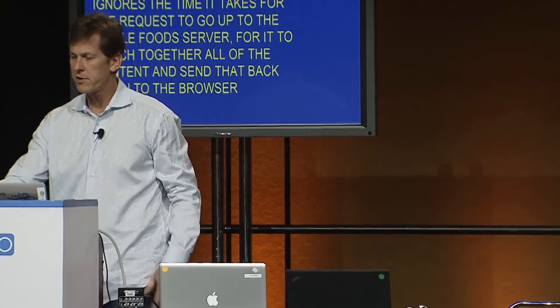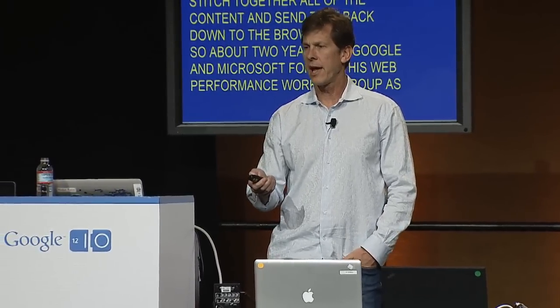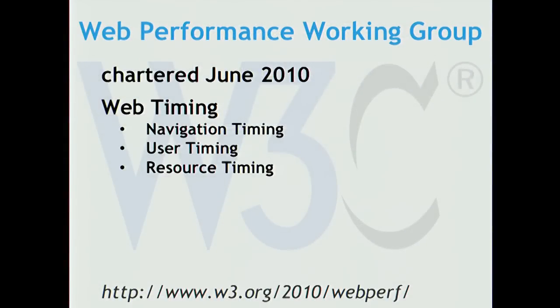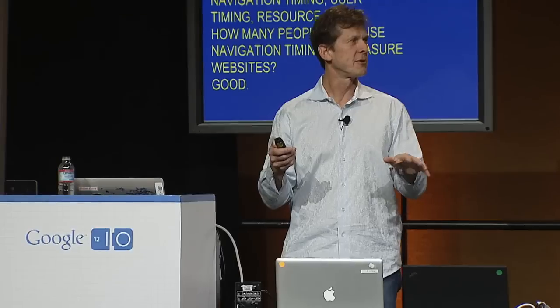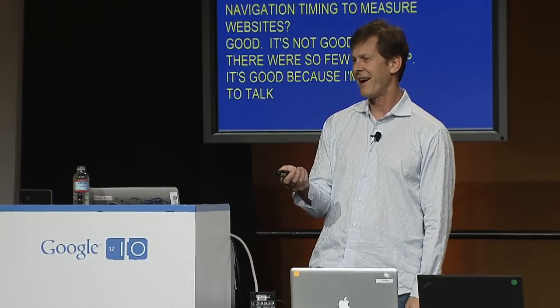And so about 2 years ago, Google and Microsoft formed this web performance working group as part of the W3C. The first task was to create the web timing spec, which is actually 3 specs: navigation timing, user timing, resource timing. How many people here use navigation timing to measure websites? Good. It's not good that there were so few hands up. It's good because I'm going to talk about it a little bit.